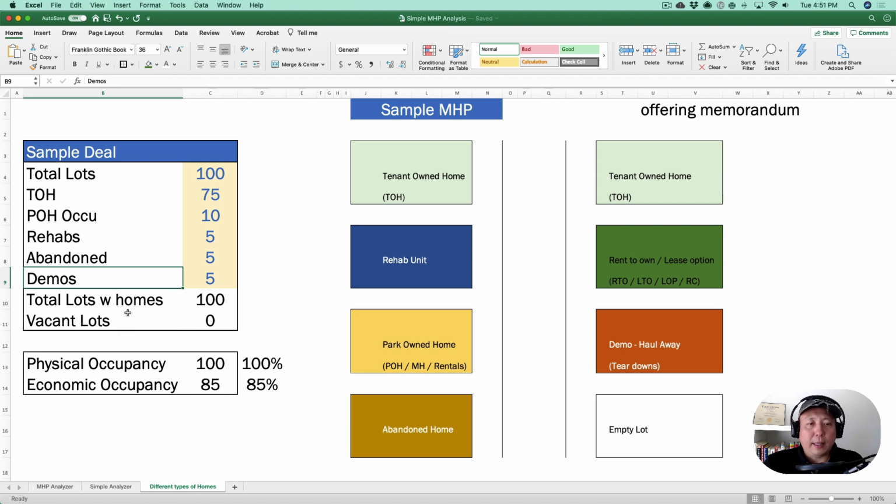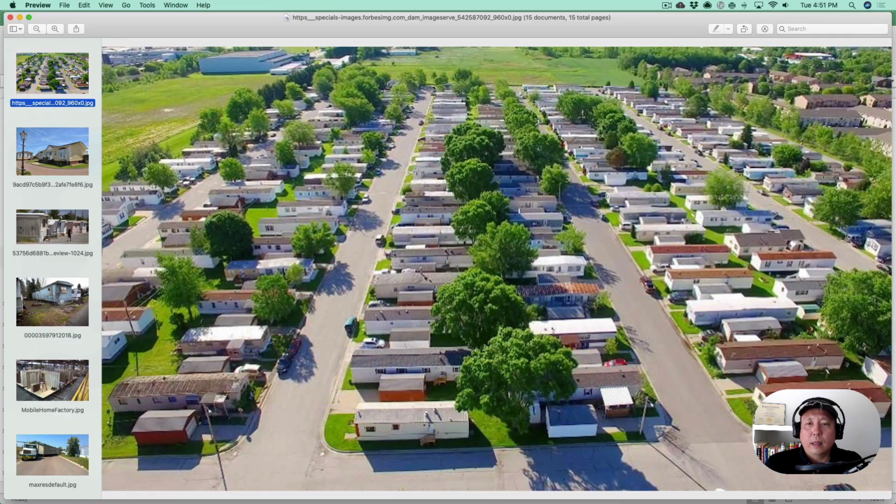Another type of housing unit that you might have is what's called abandoned homes. These are homes that used to be tenant-owned, but then the owners of the home just left. And so now you have to deal with it. You have to find a way to get title. And then once you get title, you can figure out whether you can rehab it and try to sell it off, or whether you just want to demolish it and haul it away. Typically, if it's been abandoned, there's probably not going to be a whole lot of value in the home.